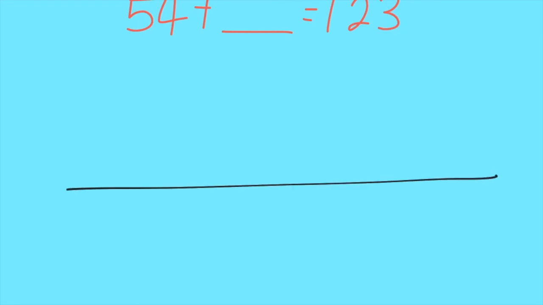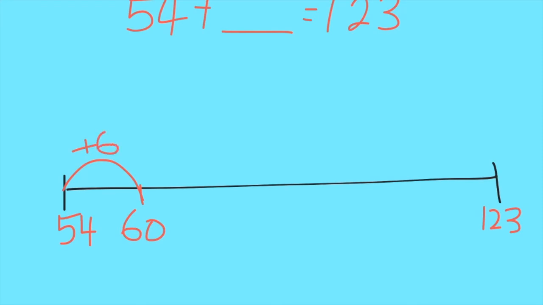Okay, just like the other problems, we know where we start and we know where we end, and we're going to figure out the jumps. So I know that I start at 54. I know that I need to end at 123. The first thing I'm going to do is jump to my first tidy number, which is 60, and I'm adding on 6 to get from 54 to 60.